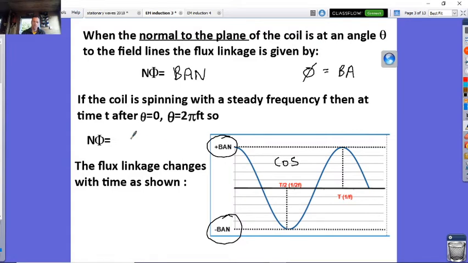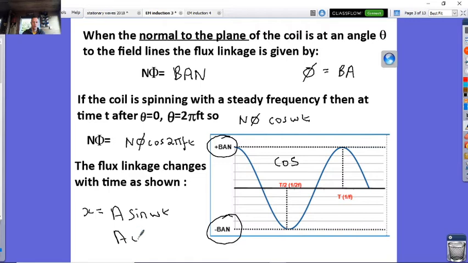Now what we can do then is write this down as N phi is simply going to be N phi times cos 2 pi ft, or you can write N phi cos omega t. You've seen this with simple harmonic motion, where we had displacement x equal to A, which is the amplitude, sine omega t, or A cos omega t. There's exactly the same equations coming in here. And it shows it changing with time.